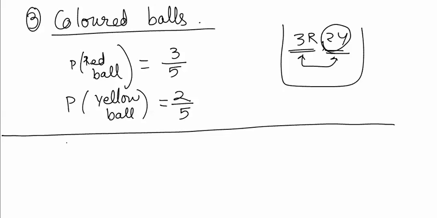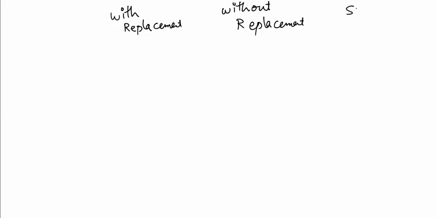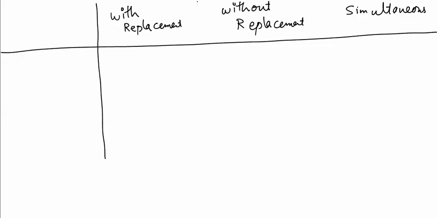For example, if I talk about 2 balls being picked up at random, how will you find the probability of that particular thing? Now when we pick up 2 balls, there will be 3 cases altogether. One is called the case of with replacement. Another is called the case of without replacement. And the third one is called the case of simultaneous picking. Right? Now, what are these 3 cases?